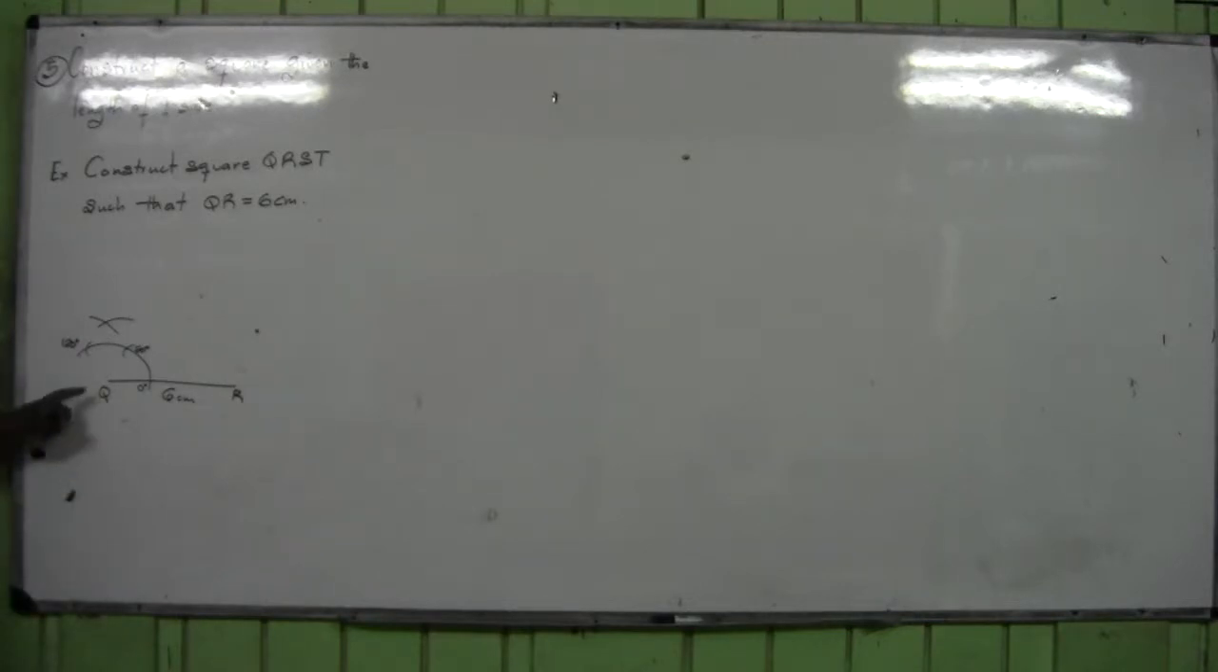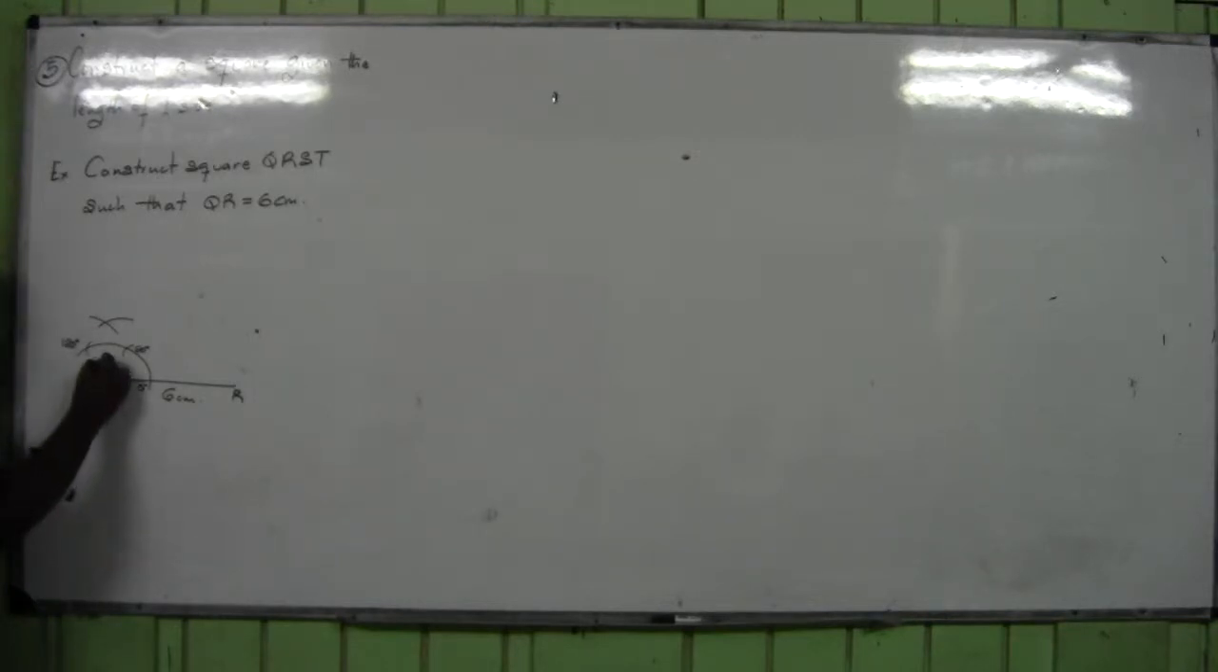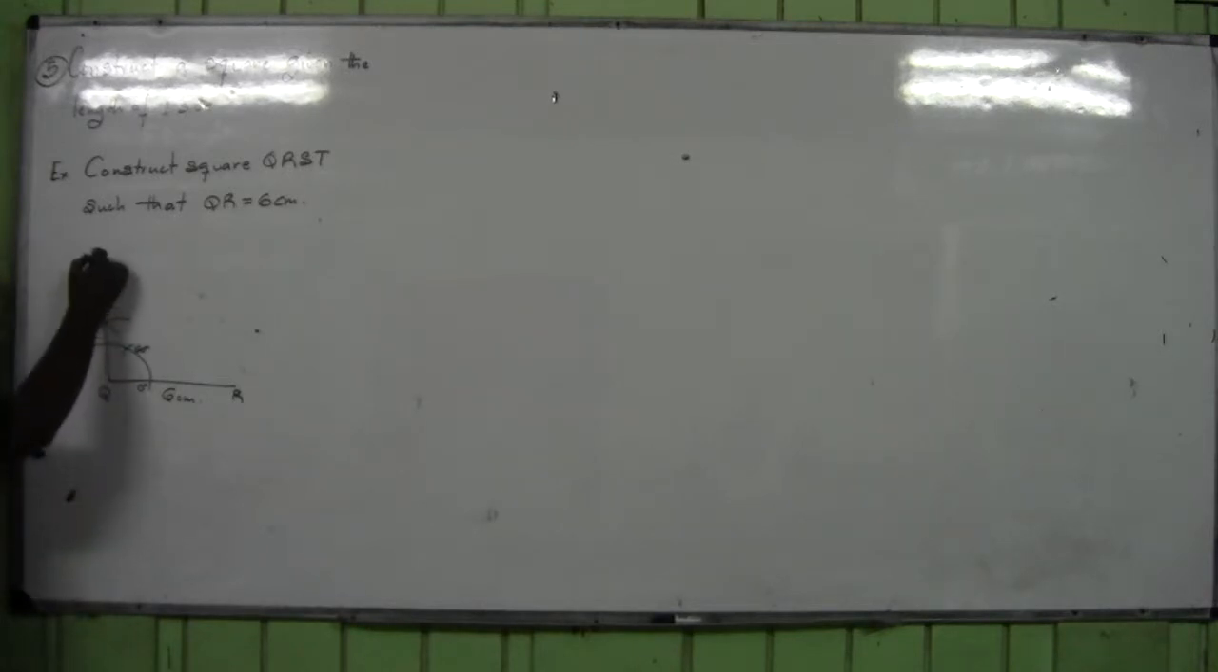The quadrilateral is QRST. So out here, I'm going to have T. What will be the length of QT? If it is a square, what will be the length of QT? 6 centimeters. So I'm going to make this line 6 centimeters. So this is T.